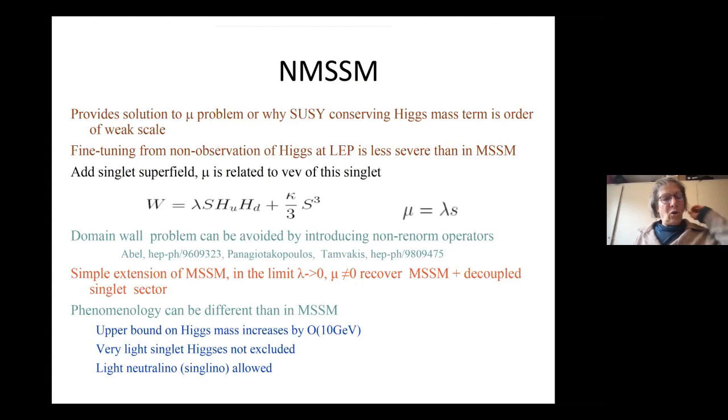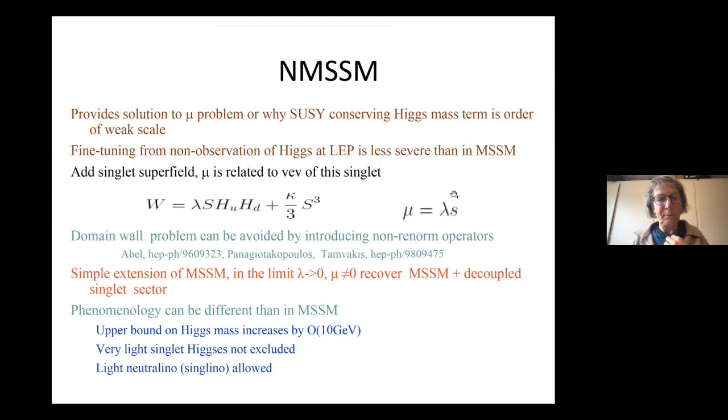Okay, so very quickly, the NMSSM: its main advantage is that by adding a new singlet superfield, written here, you can generate the mu parameter, and it's directly related to the VEV of this singlet field. So it's naturally at the weak scale.